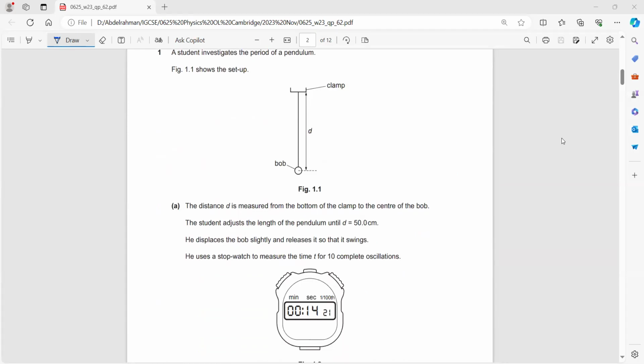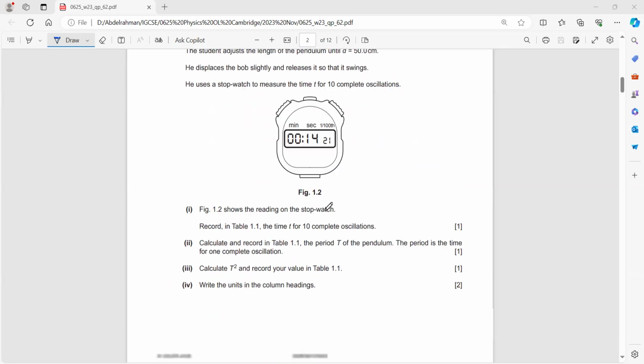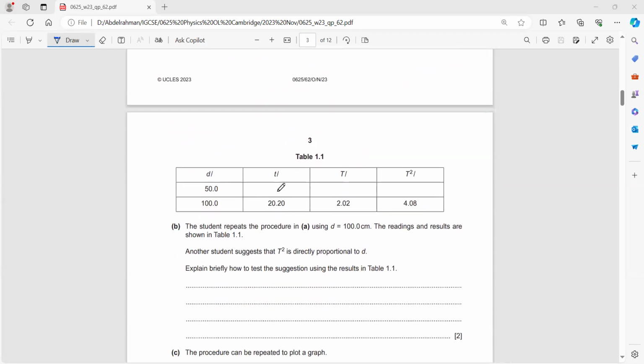First question, he's asking me to record in table 1.1 the time for 10 complete oscillations. Okay, 10 complete oscillations, the time for the 10 complete oscillations is what we will write in the table here.